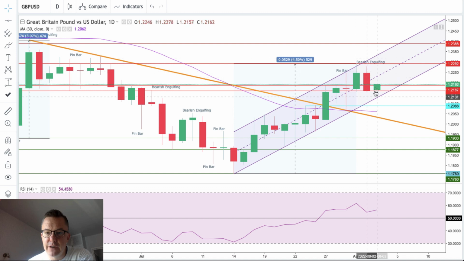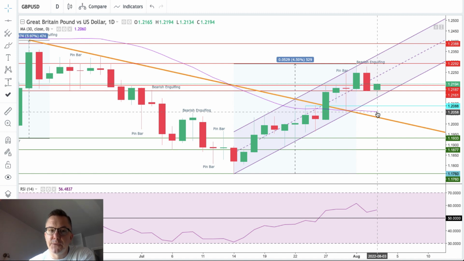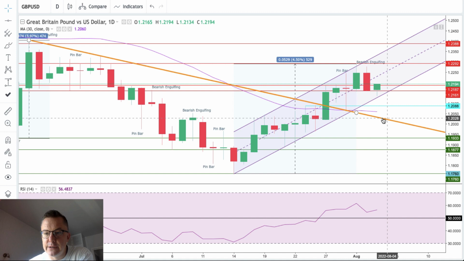interesting. Bearish engulfing pattern on the daily time frame chart, just ahead of the technical resistance after a 4.5% bounce. We are trading inside the channel, so any break out of the channel below 1.2088 is bearish again. The last line in the sand for the bulls is the 30-day moving average at 1.2060, and eventually the mid-term trend line at 1.2028, 1.2030, somewhere around this level.